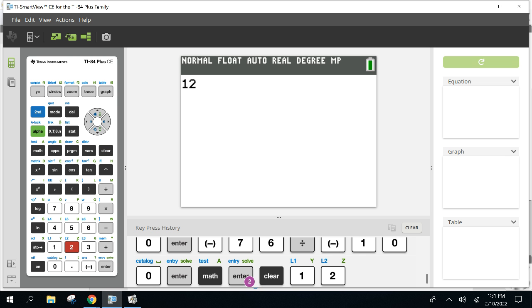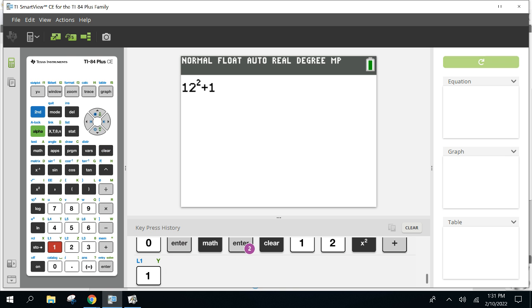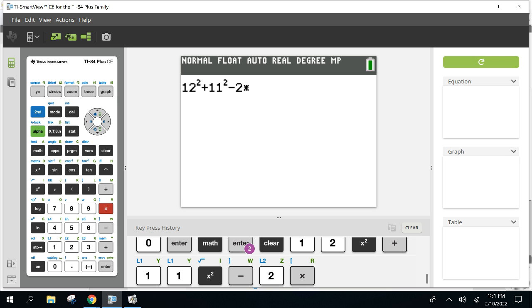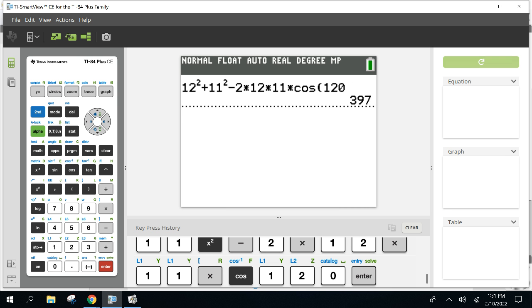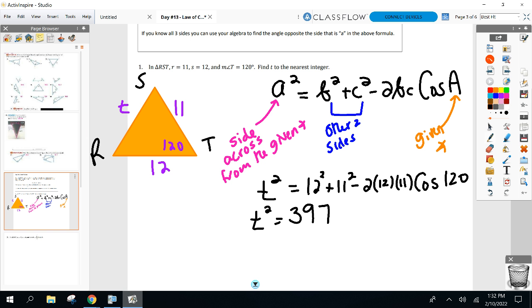12 squared plus 11 squared minus, make sure you hit the minus and not the negative sign, 2 times 12 times 11 times, now I hit my cosine button, 120. Must be user error. 397, all good? All right, that's not my side length though, right? I have t squared, so I still have to do a square root on both sides.